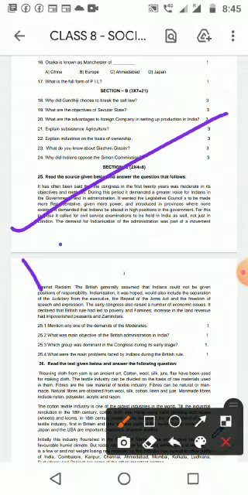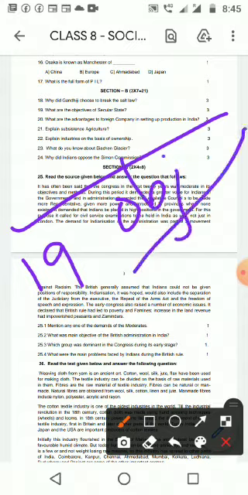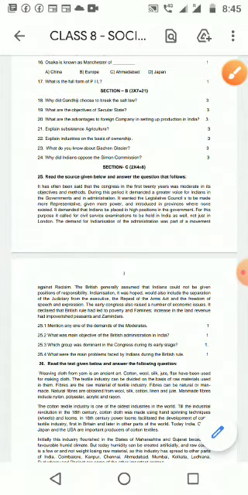Then question number 19, the objective of the secular state. So the heading is objectives of secular state, as it is. You can also write secular state. Then point 1, 2, 3, 4, like that you can write it.